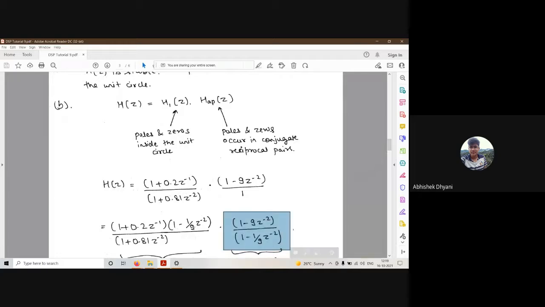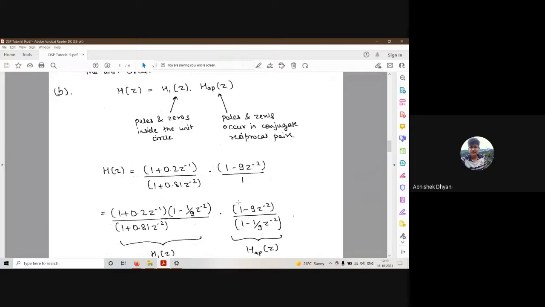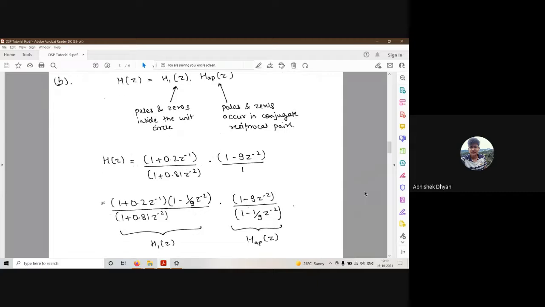And because this is 1 minus 1/9 z^-2, the roots for this part lie inside the unit circle only. So we can include the numerator in the minimum phase part of the system function, and the denominator helps us complete the all pass part of the system function. That way we have obtained H(z) decomposed into H1(z) and HAP(z).